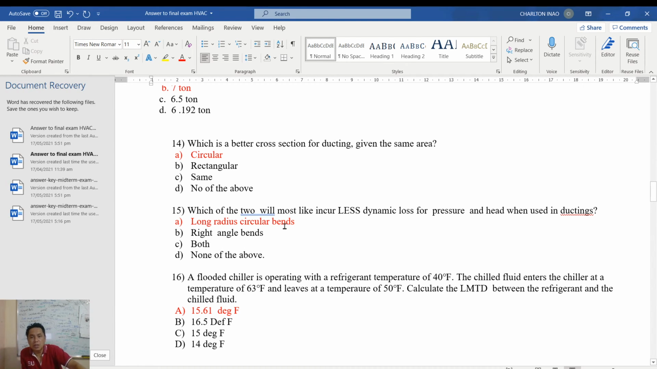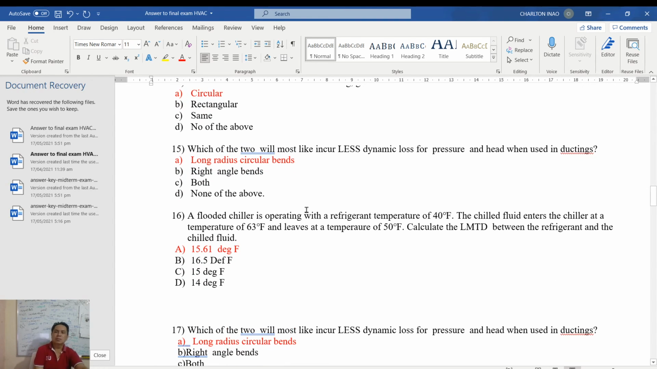So circular is better. Which of the two will most likely incur dynamic loss for pressure and head when used in ducting? So long radius turn curved circular bend. So when it's long and it's circular, then the lesser the pressure drop. No, when it comes to stricter regulations. So here, which of the two will most likely incur less dynamic loss for pressure and head when used in ducting? So the less dynamic loss is long radius circular bends, like we have already taken up.